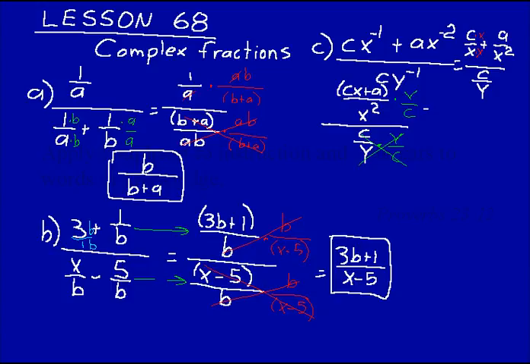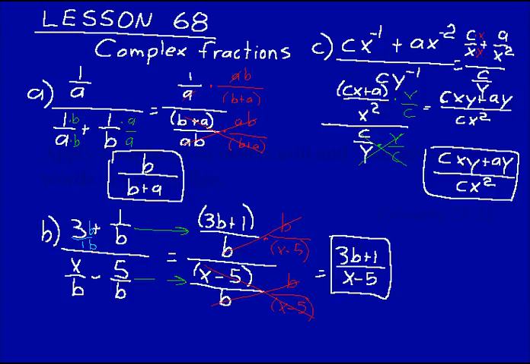So we just say parentheses, well actually I'll just say cxy plus ay over cx squared. I wrote that answer a little close to the previous step, so I moved it down there so you can see it. I just expanded that out, what was in parentheses. I multiplied the y by the cx and then the y by the a to get cxy plus ay over cx squared.